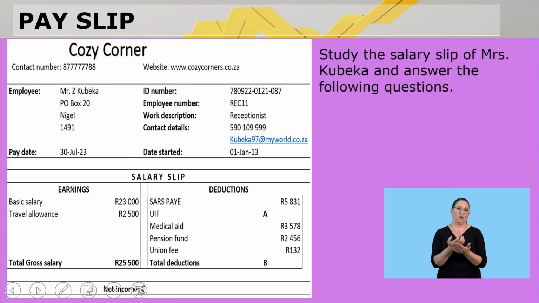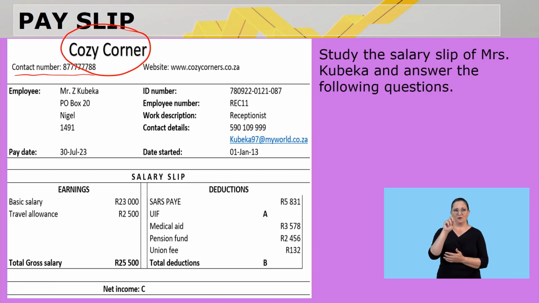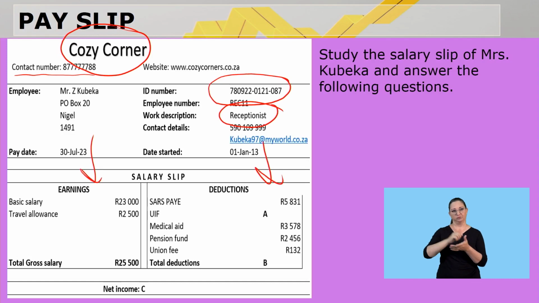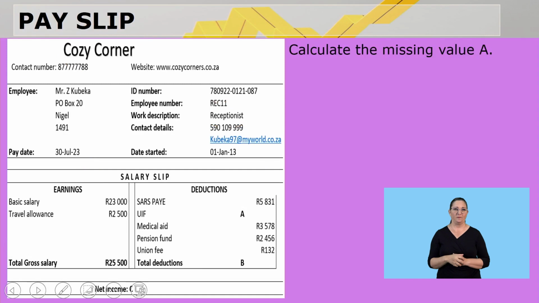Let's look at an example. Study the salary slip of Mrs. Kubeka and answer the following questions. So, Mrs. Kubeka lives at Cozy Corner. There is a contact number for Cozy Corner. You can see Mrs. Kubeka was born in 1978, that is shown, and she is a receptionist. And then they give you the earnings and also the deductions. Let's look at the questions.